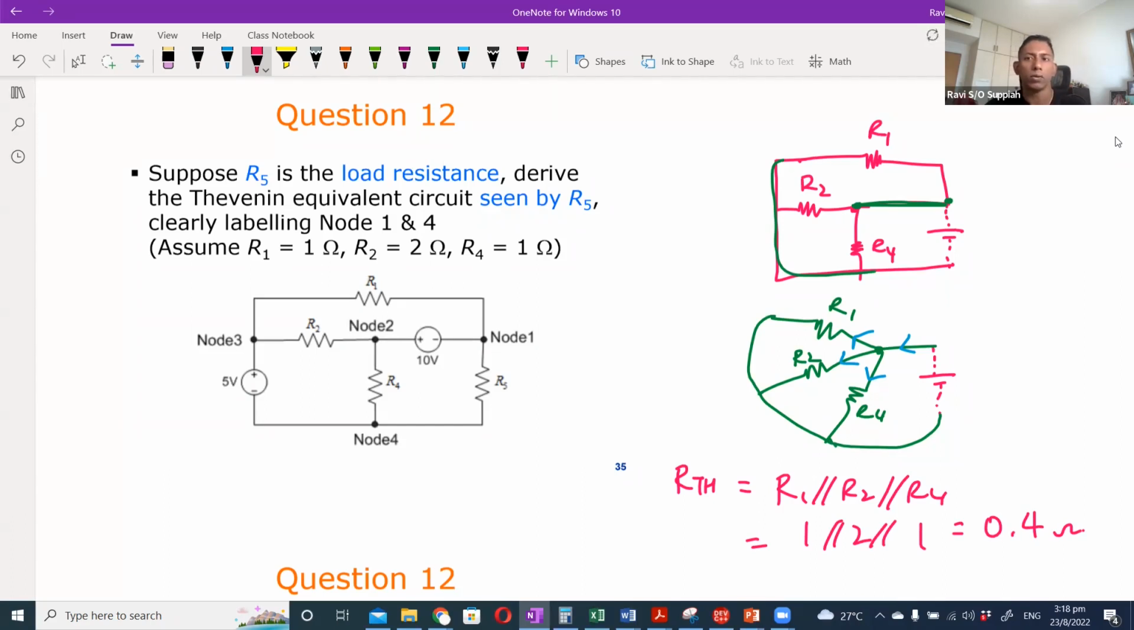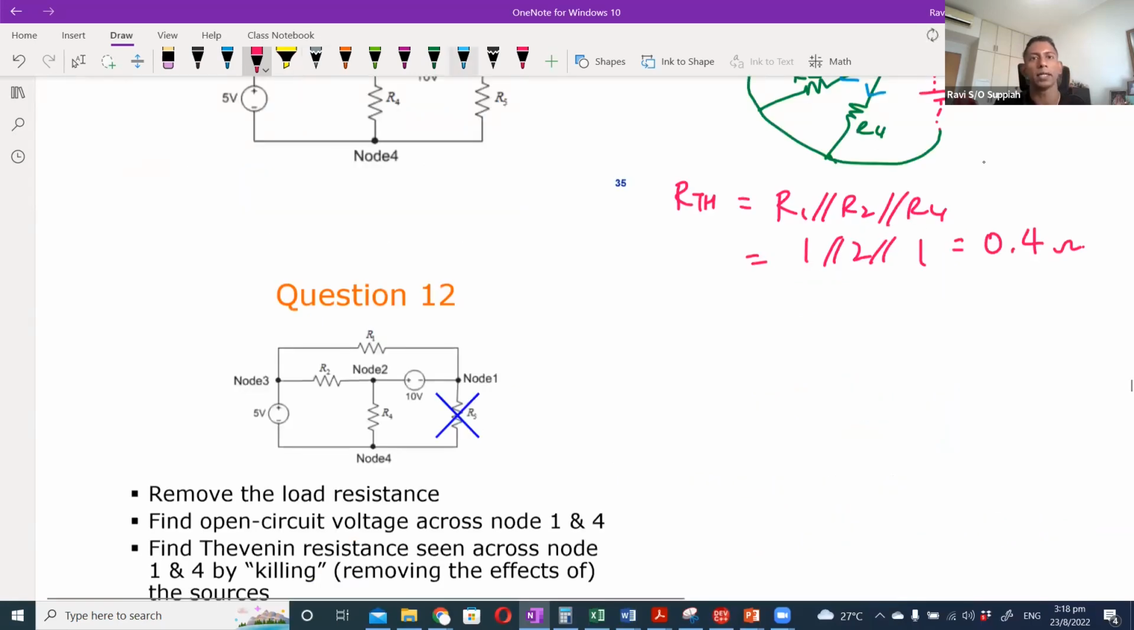Now the next step is, of course, the Thevenin's voltage. To solve Thevenin's voltage, what do we need to do? That means the open circuit voltage, correct? That means, let me redraw the circuit over here. So I have a 10 volt.